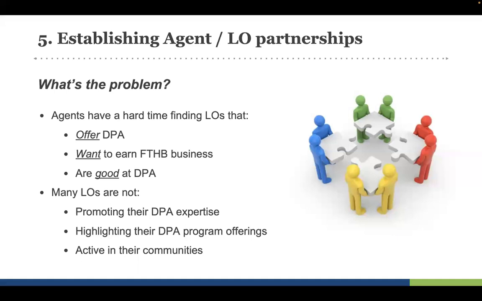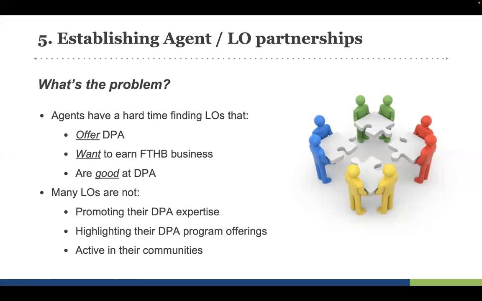Now, number 5, agent and LO partnerships. What is the problem here? The most common question we get, and I can't even keep up with the chat at this point, but I bet it's there. The most common question we get from real estate agents, and it's been this way for years, is the following. How can I find a loan officer that offers down payment assistance? Or sometimes it's, how can I find a loan officer that can help my clients with DPA?